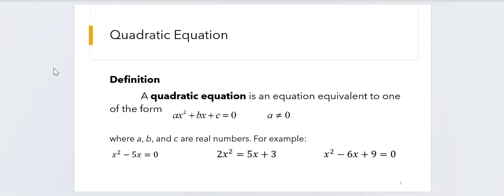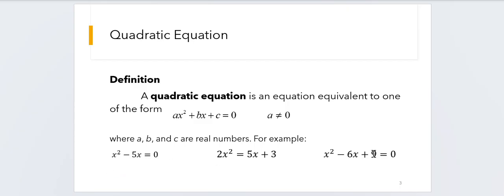Okay, so a quadratic equation, definition. A quadratic equation is an equation equivalent to one of the form ax squared plus bx plus c equals 0. So this is when you have a quadratic equation in standard form, where a cannot equal 0, because if a equals 0, then it will not be to the second power and it will not qualify as a quadratic equation. Where a, b, and c are real numbers.